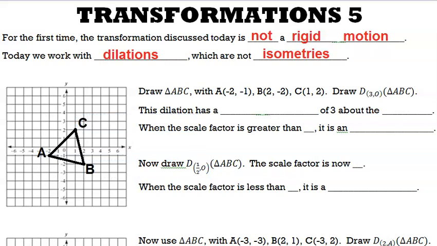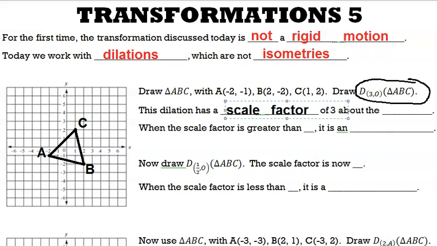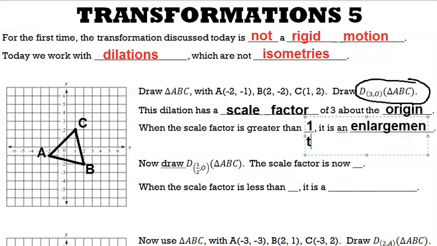Now, what you see here, if you look at the math code, it's a dilation with a scale factor of 3, and it's about the origin. So we've seen that before, that O, that zero-ish looking thing. We know that that's the origin that we're going to dilate about. Anytime you have a scale factor greater than 1, it is considered an enlargement.